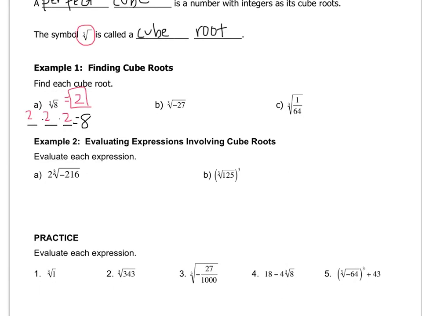Over in example B, what number used 3 times gives you -27? Well, we already looked up earlier in the example that 3 gave us +27. So let's see what happens with -3. -3 times -3 is 9, and 9 times -3 is -27. So the answer to this is -3.